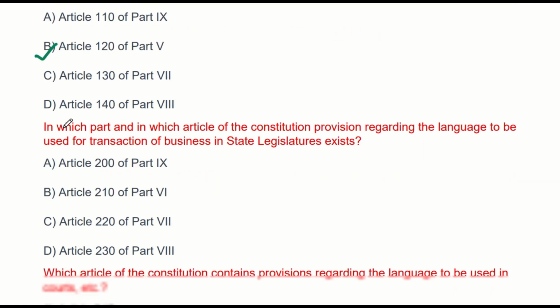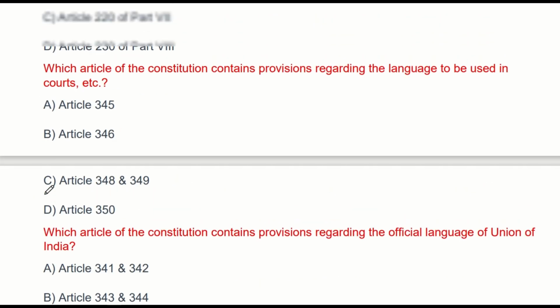In which part and in which article of the Constitution provision regarding the language to be used for transaction of business in state legislatures exists? A. Article 200 of Part 9. B. Article 210 of Part 6. C. Article 220 of Part 7. D. Article 230 of Part 8. And right option is option B. Article 210 of Part 6.